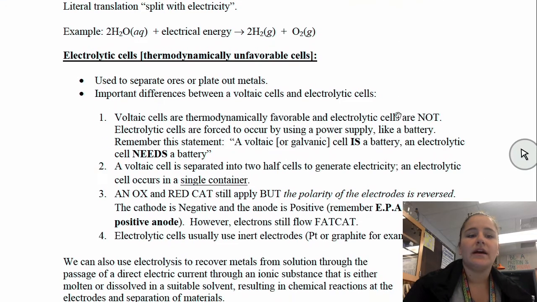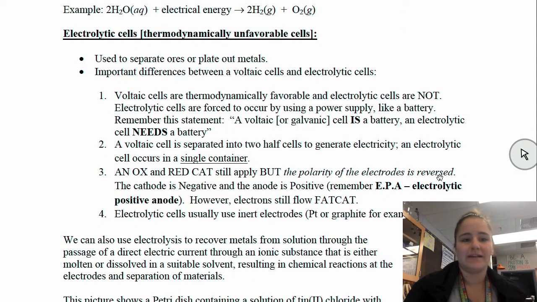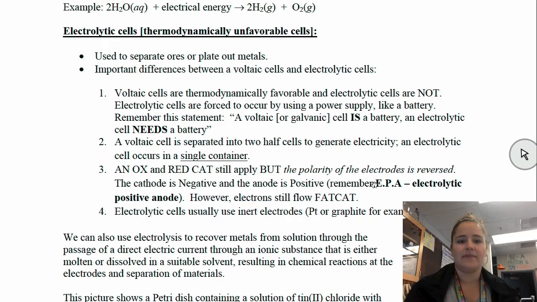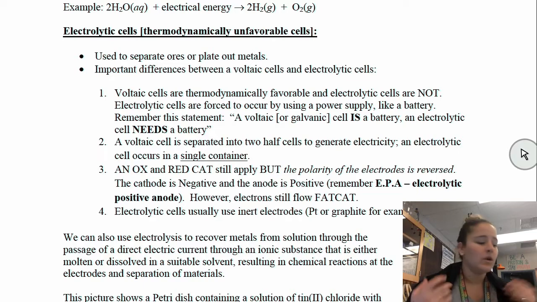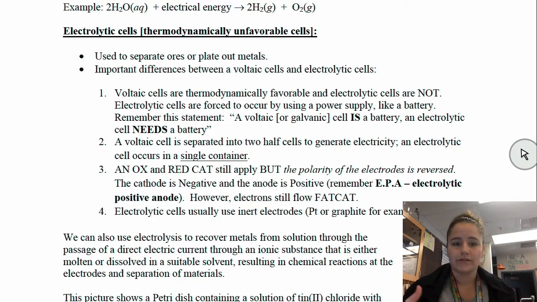So, electrolytic cells are thermodynamically unfavorable cells, okay? They're used to separate ores or plate out metals. For example, we all use aluminum foil. When you get aluminum out of the ground, it doesn't come out as shiny aluminum foil. It comes out normally as aluminum oxide. So we have to separate that into the aluminum and the oxygen gas, and we do that using an electrolytic cell.